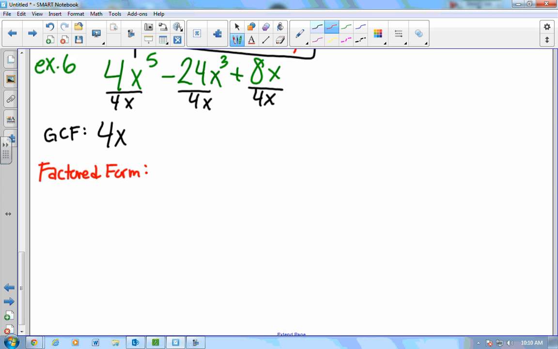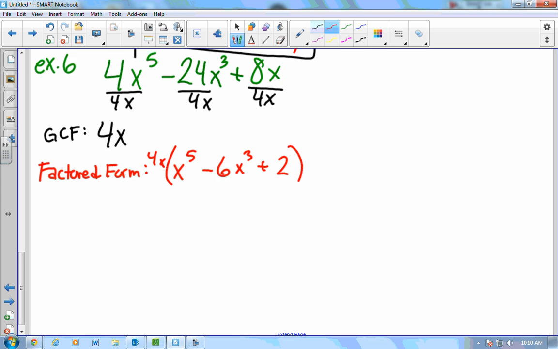Sean, what did you get for a factored form? So, I got x to the fifth, and then negative 6x to the third, and plus 2. Where's the greatest common factor? Yeah, so we need that in front times the quantity.